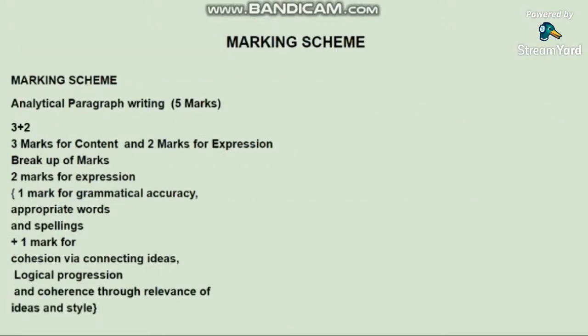The marking scheme, the paragraph writing is of 5 marks. So here 3 marks are for your content and 2 marks are for your expression. 2 marks for expression include grammatical accuracy and appropriate words and spellings. Just be careful about your spellings. Use linkers. Don't repeat the word and, then again and again. See that you use appropriate linkers, and the ideas are connected coherently.